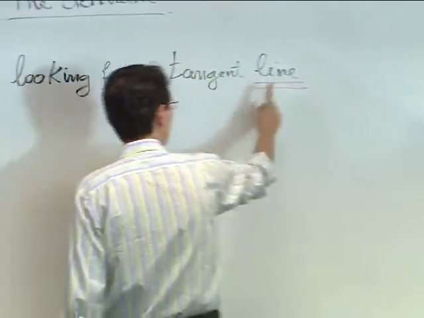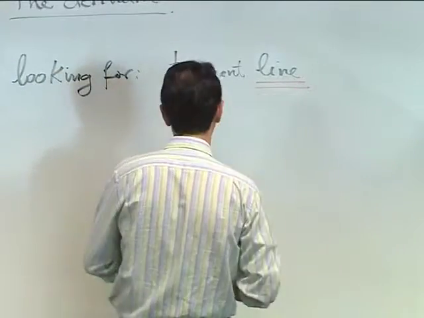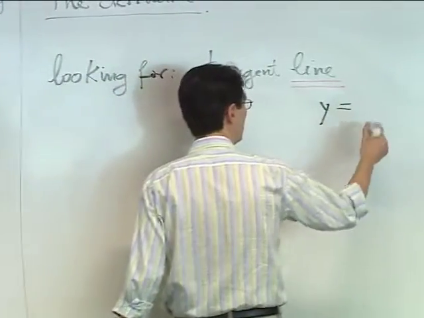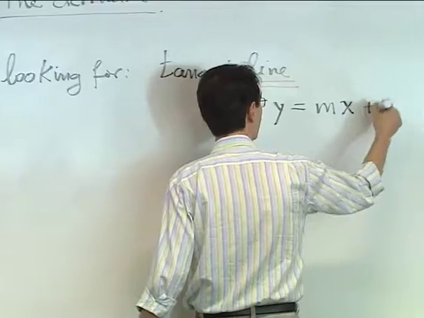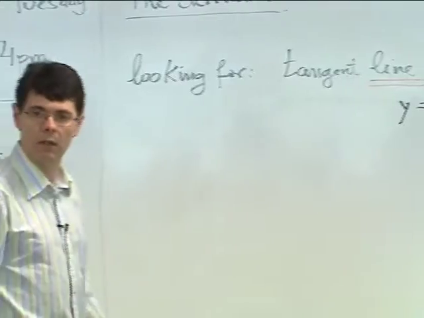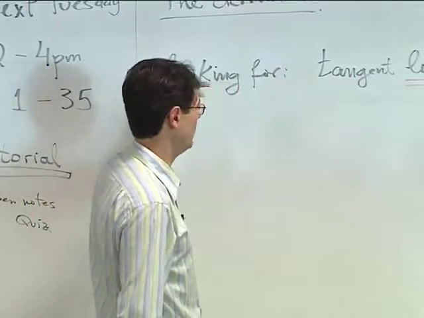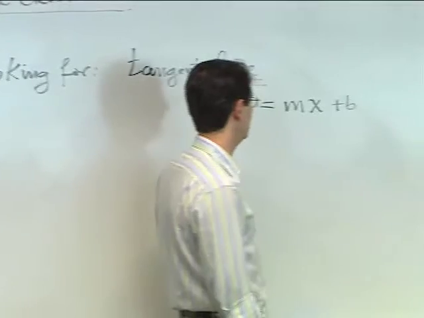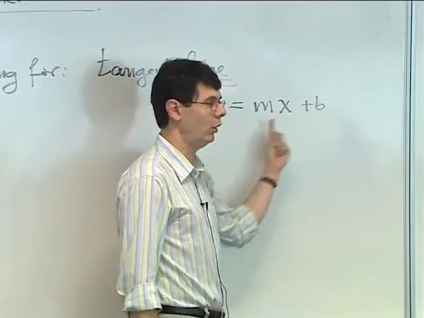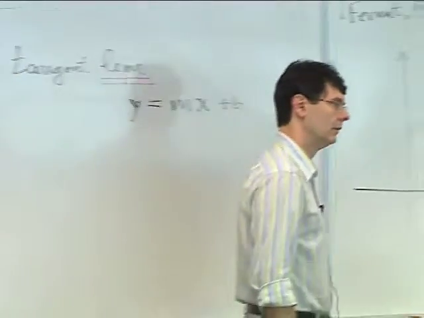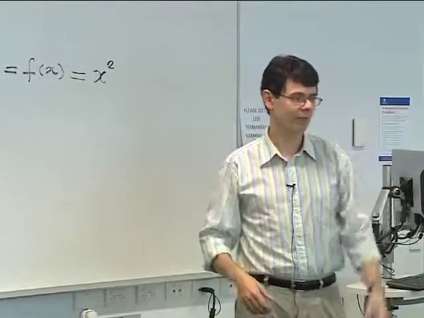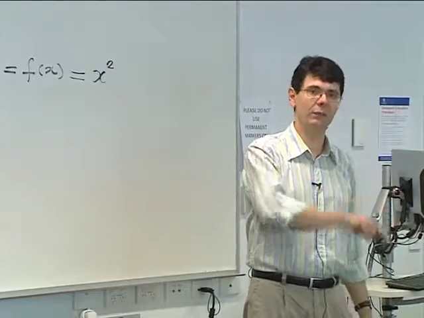Forget about being tangent. Any line that I write, any line at all, has an equation that looks like this: y is equal to mx plus b, unless the line is vertical, but we're not talking about vertical lines here. So if I want to find a tangent line, I want to find the number m and the number b. If I know these two numbers, I know the line. So that's the goal, m and b. And we're not going to find them at the same time. We're going to find m first, and then we're going to find b.